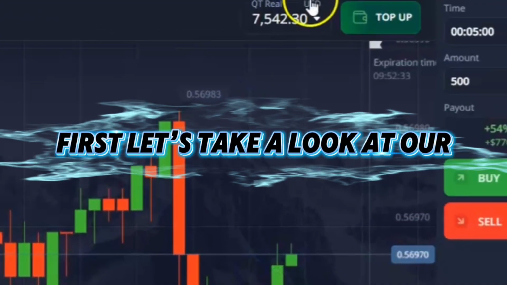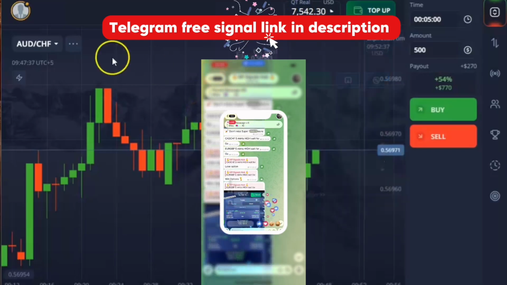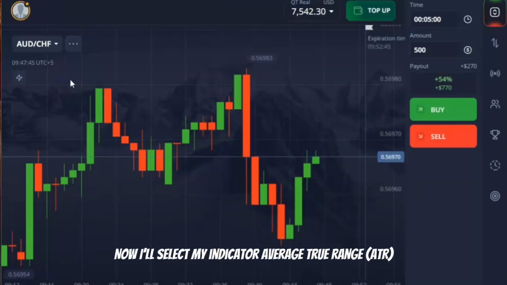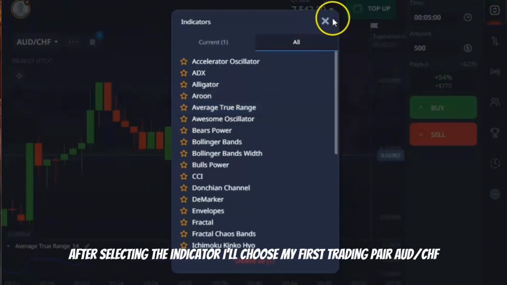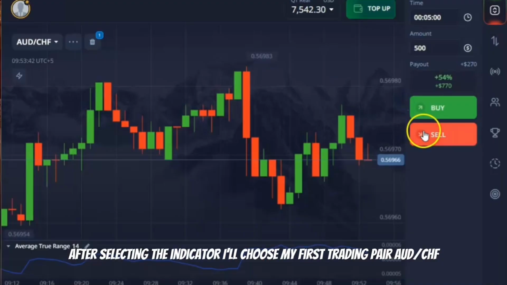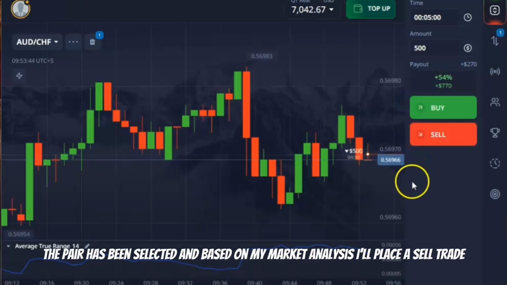First, let's take a look at our trading account. Now I'll select my indicator, average true range, ATR. After selecting the indicator, I'll choose my first trading pair, AUD-CHF. The pair has been selected, and based on my market analysis, I'll place a sell trade.